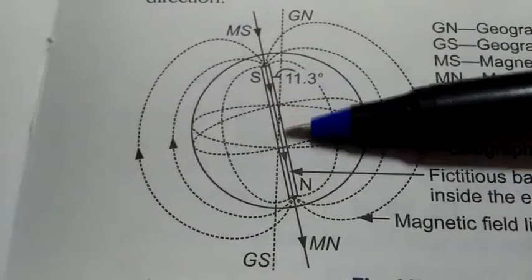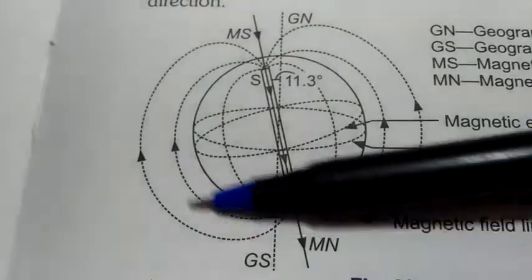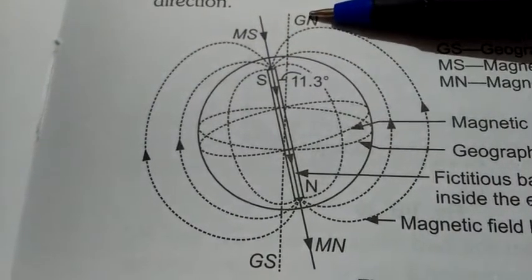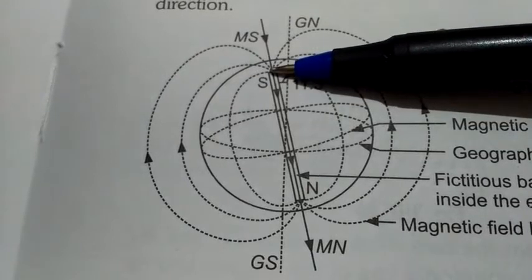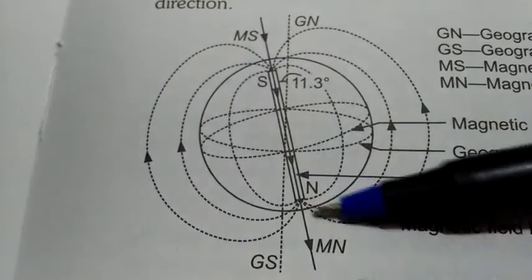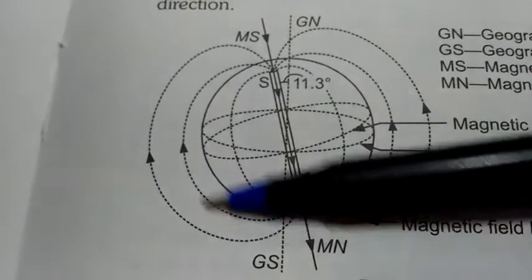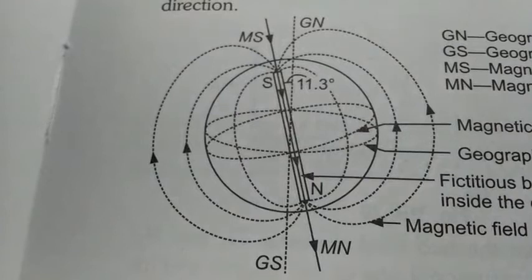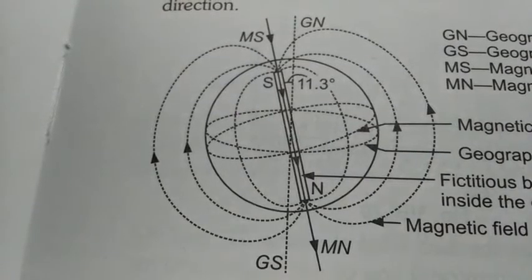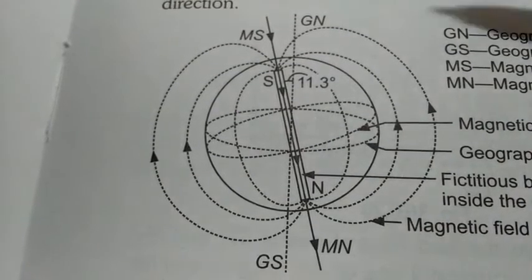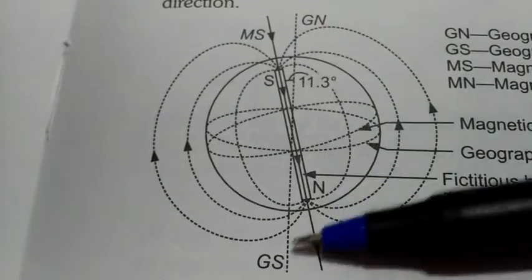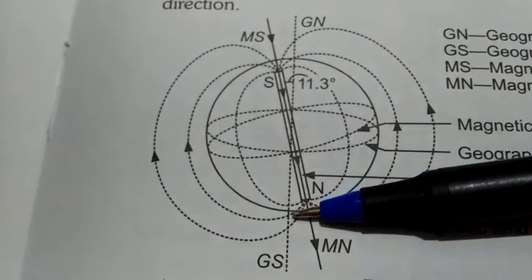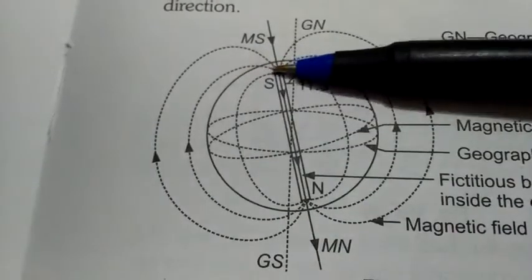So in case of a magnet, the magnetic field lines come out from the north pole and go into the south pole. So when we talk about the Earth, the magnetic field lines will come out from the geographical south pole and go into the geographical north pole. And when we talk about the poles of Earth in general, we basically talk about the geographical poles.